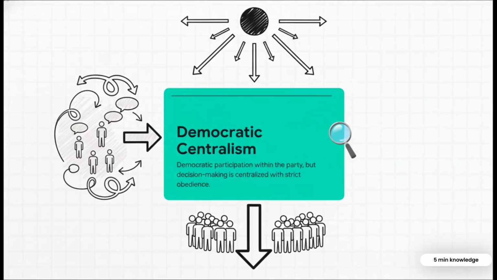Now, the system operates on this fascinating principle called democratic centralism. You can kind of think of it in two parts. The democratic part allows for some debate and discussion within the party while the policy is being formed. But, and this is a big but, once the central leadership makes a final decision, that debate is over. The centralism part kicks in, and strict obedience is required from everyone all the way down the line.